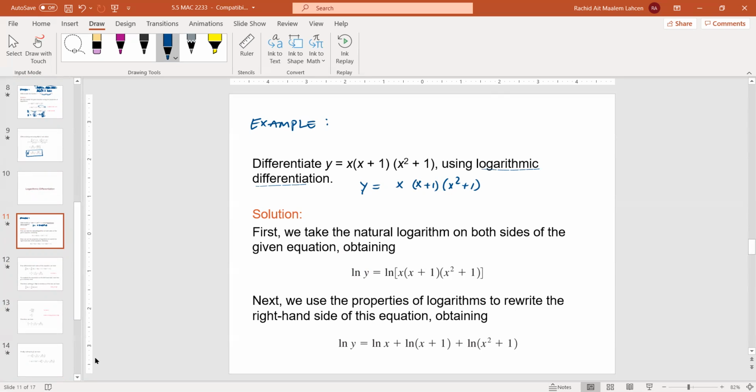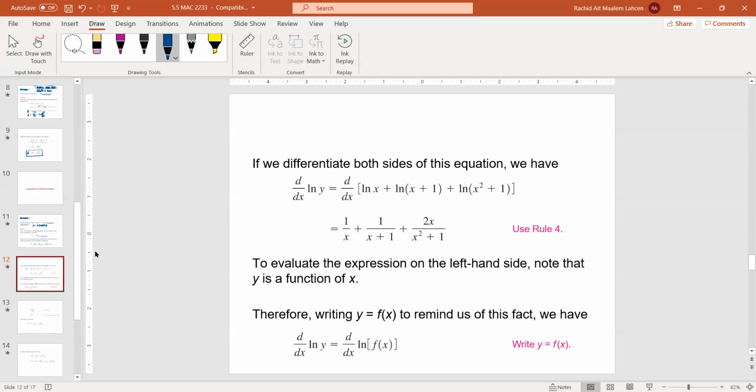If you take a natural log to both sides, just like the previous example, you're going to change this product into a sum. So it's going to be what you see here. When you take a natural log to both sides, you're going to have ln x plus ln of (x plus 1) plus ln of (x squared plus 1), just like the previous example.